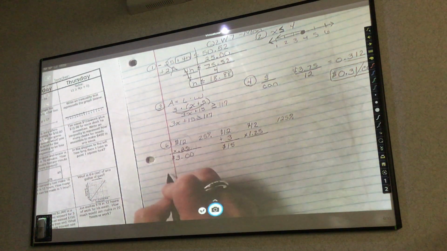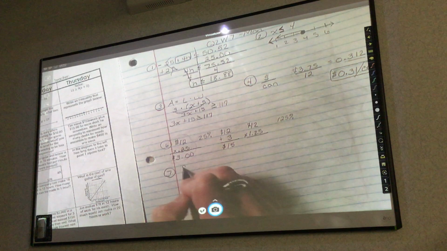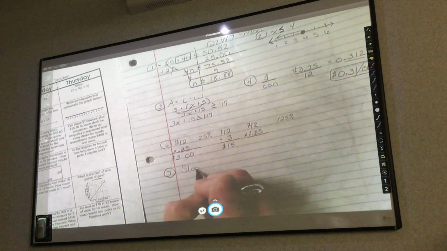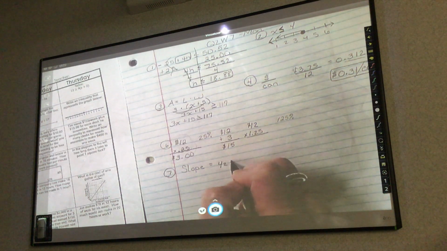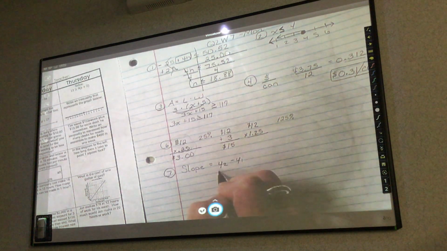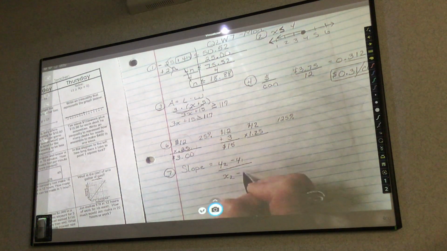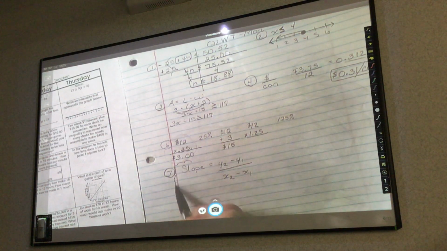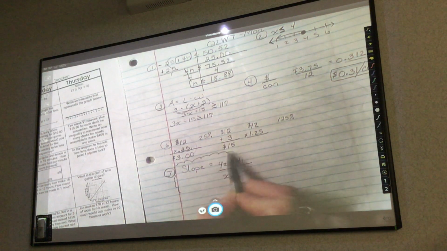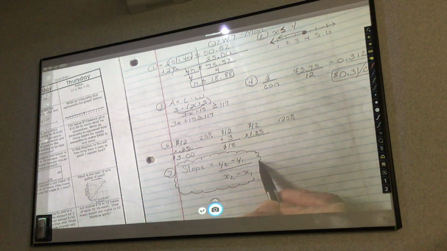And 7, this is really important, this is an important note that you need to write. Slope equals y2 minus y1 over x2 minus x1. And I want you to do something to show that this is really important for you to remember.